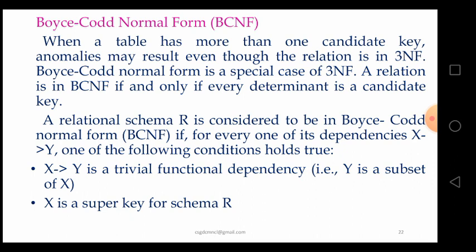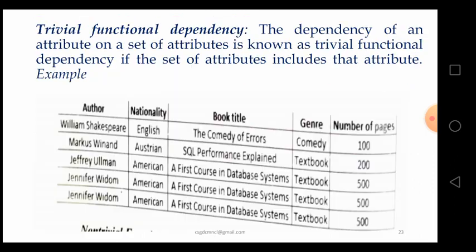A relational schema R is considered to be in Boyce-Codd normal form, BCNF, if for every one of its dependencies X to Y, the following conditions hold true: X to Y is a trivial functional dependency, that is, Y is a subset of X; or X is a super key of schema R.